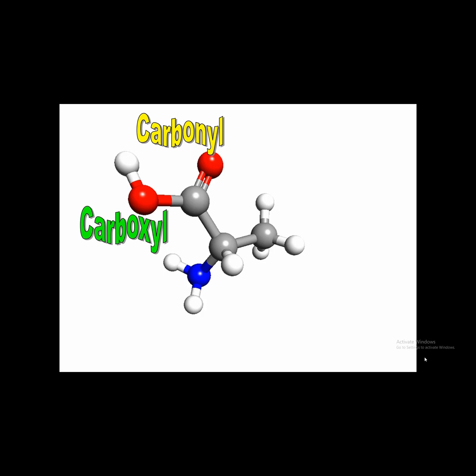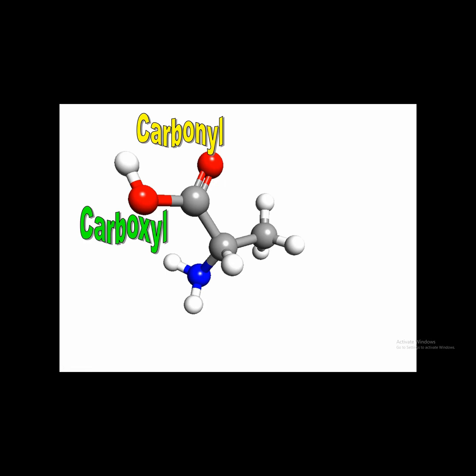All amino acids contain a carbonyl. You might remember from organic chemistry that a carbonyl is a functional group consisting of a carbon atom double bonded to an oxygen atom. And in these models, red represents oxygen, gray represents carbon atoms, white represents hydrogen atoms, and then blue represents nitrogen atoms.